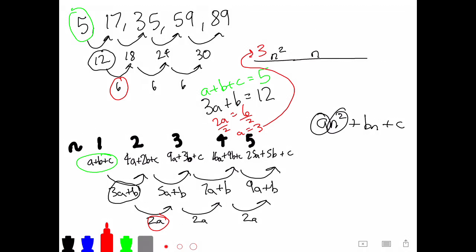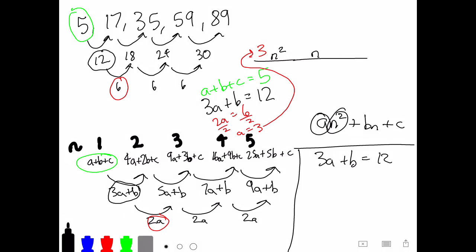Now what do we do? We know that a is 3. So therefore, if we go to this equation in black, just above the red one, we can see that 3a plus b equals 12. And therefore, 3 times 3, because a is 3, 3 times 3 is 9. So it would be 9 plus b equals 12. Now, we take away 9 from both sides. And so then we get b equals 3. So now we know that b equals 3.